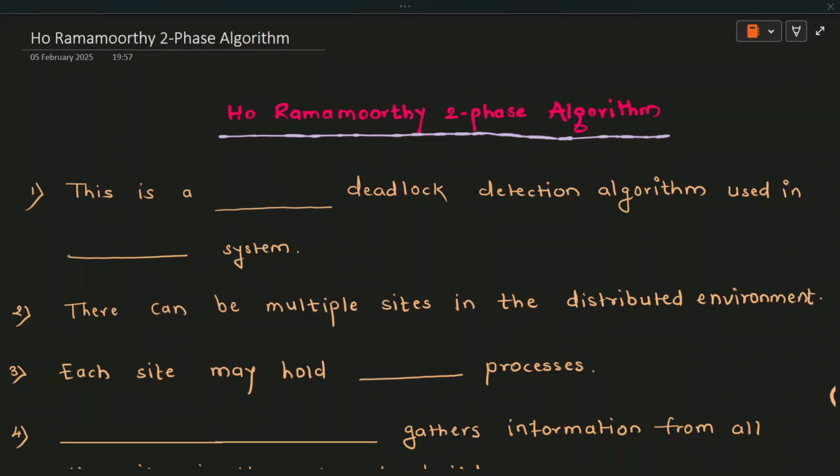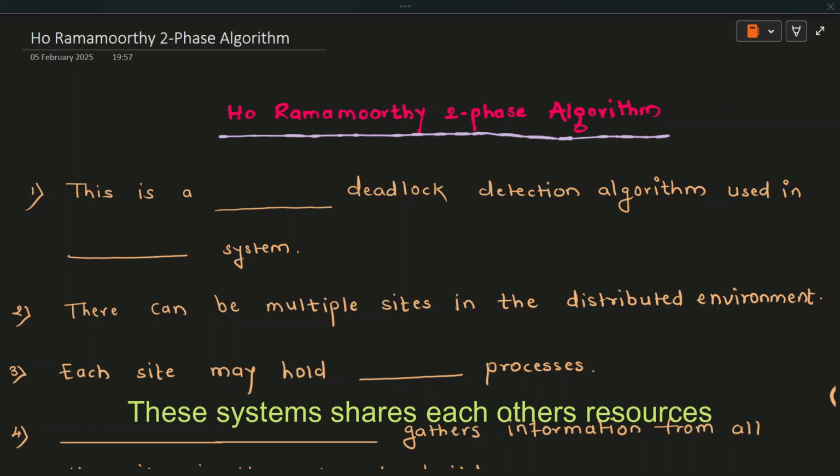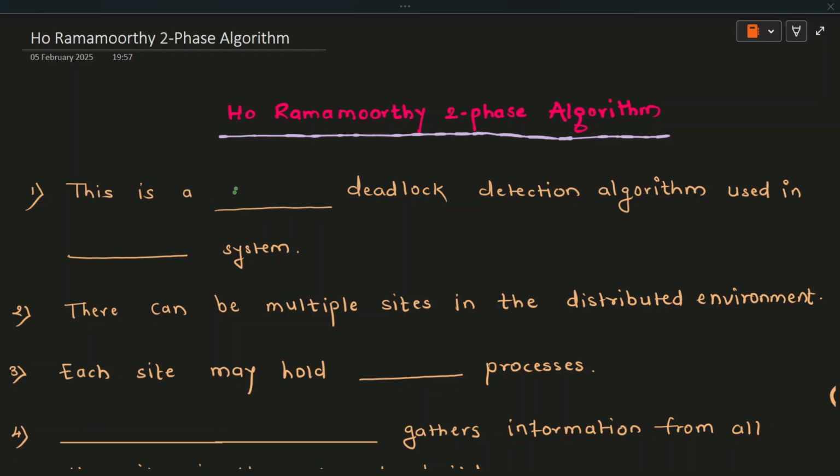In today's session we are going to see the Ho-Ramamoorthy two-phase algorithm. We know that in a distributed environment multiple systems work together. So when these systems work together they share each other's resources. The Ho-Ramamoorthy two-phase algorithm is a centralized deadlock detection algorithm which is used in distributed systems.